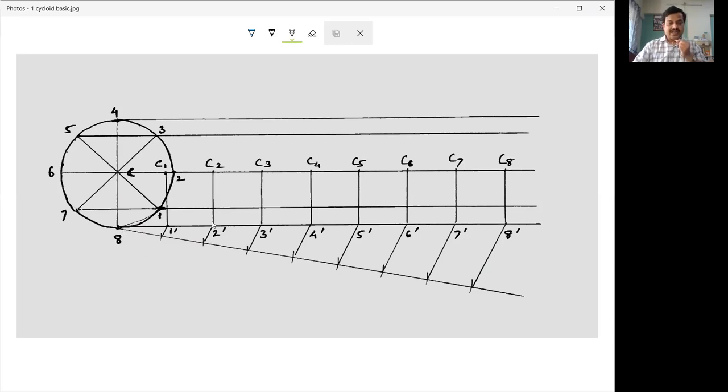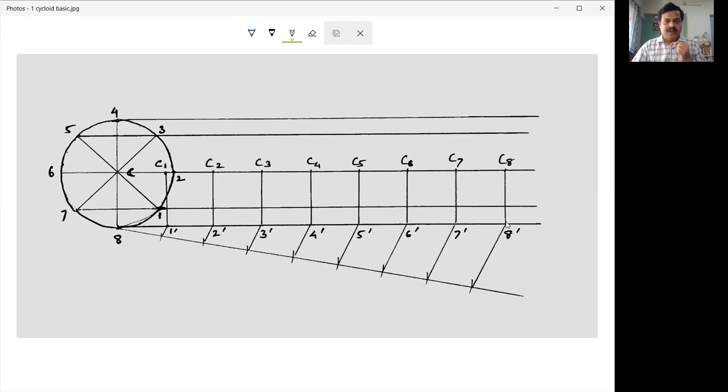Now on the ground line, I've marked all these points. Let me tell you what we have done. Calculate the circumference of the circle, and with that length, from point 8, mark a point called 8 dash. So 8 to 8 dash is the circumference length. The next step is, since we have divided the circle into 8 equal parts, or you can say 8 equal arcs, I now divide this length 8 to 8 dash also into the same number of equal parts, that is 8 parts.